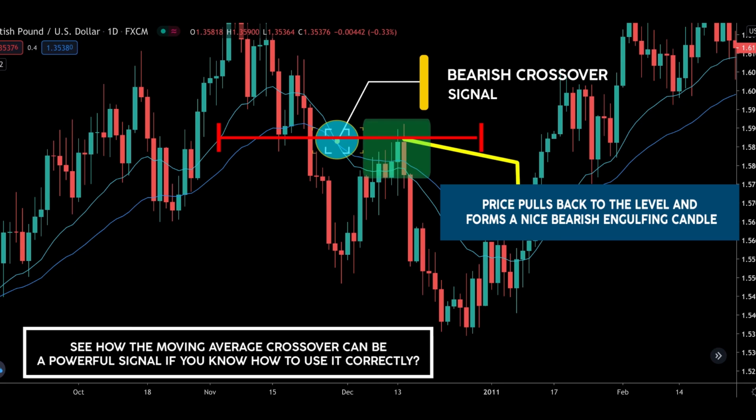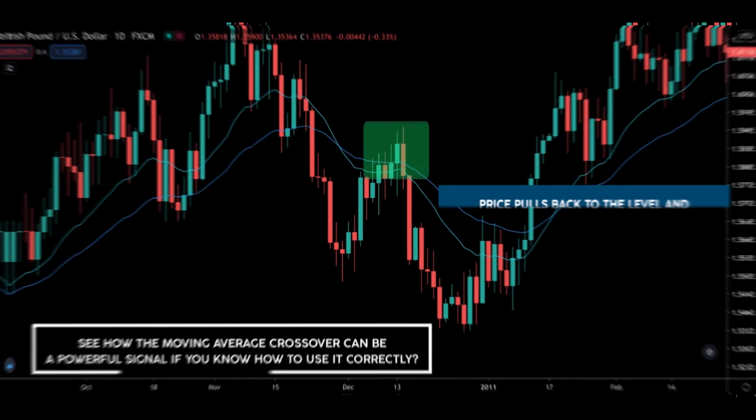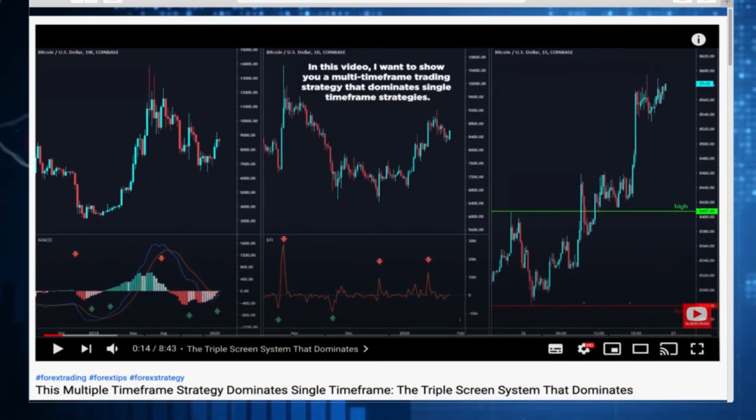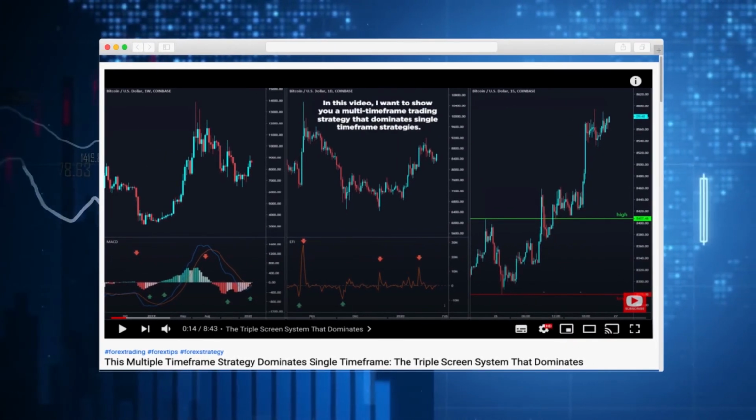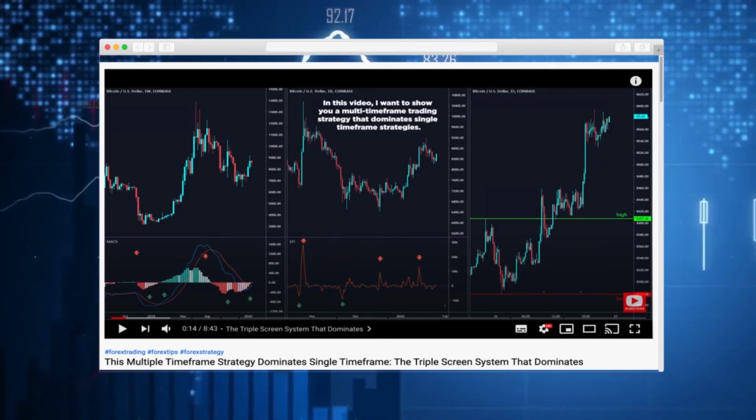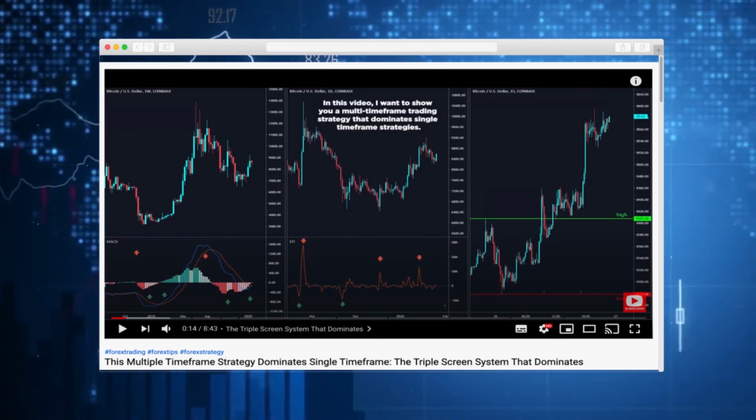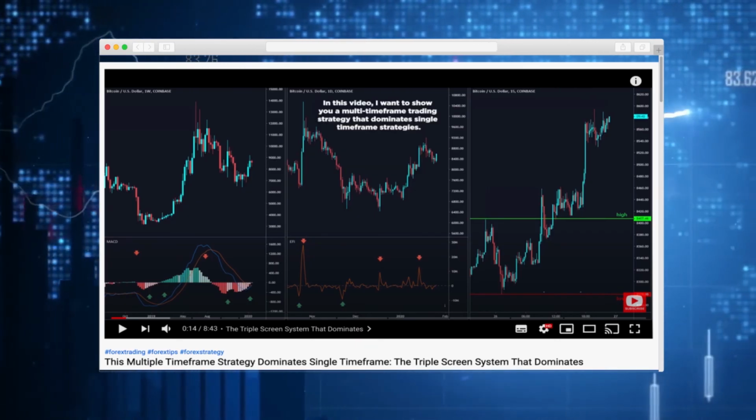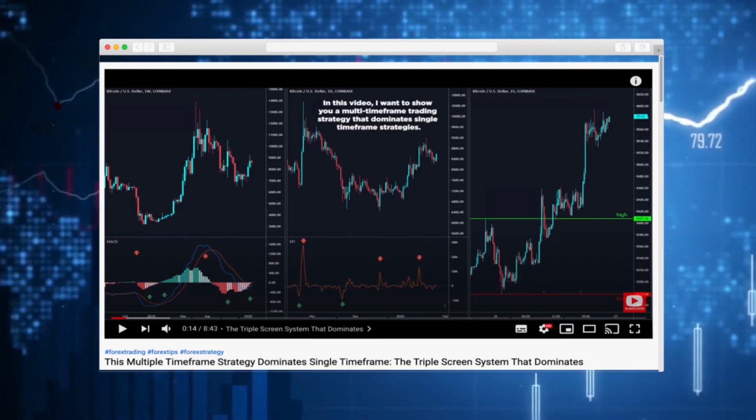See how the moving average crossover can be a powerful signal if you know how to apply it correctly. You just need to combine it with market structure and price action. This is a relatively simple way to trade the moving average crossover. In the triple screen trading system video that I mentioned previously, I show you how to use the moving average in the higher time frame and drill down into the lower time frame to find your entries. So that's definitely something you want to check out next.